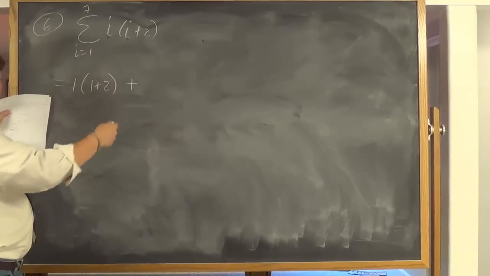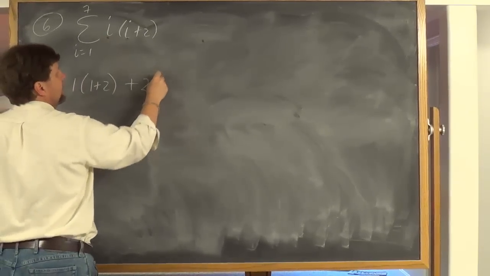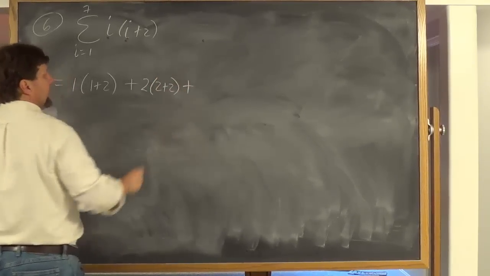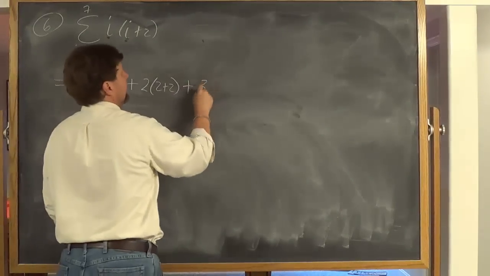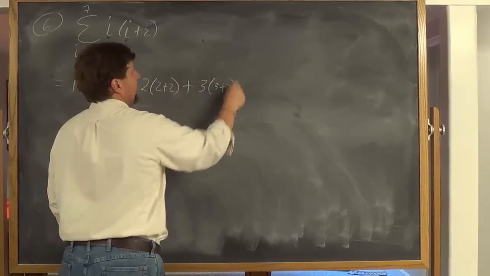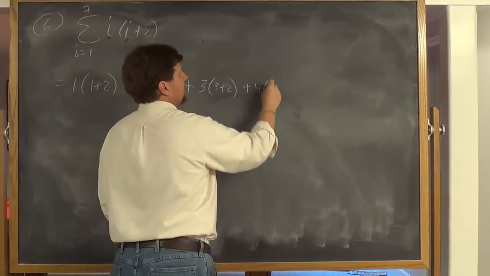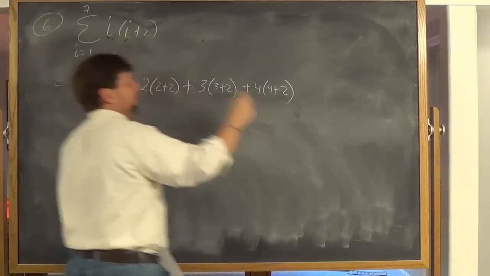The next value of i would be 2. So we put 2 in here for the i, 2 in here for the i, plus the next value of i would be 3. So we put 3 in there. Put 3 in for any i we see. Plus 4. Then the next value of i is 5. So we put the 5 in for the i's.